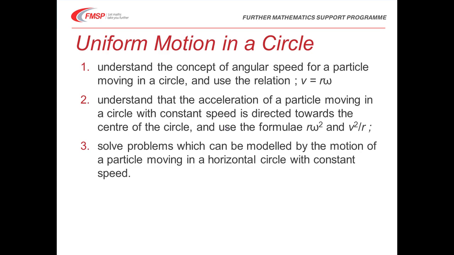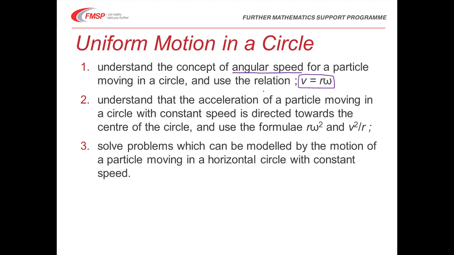Under that heading in the specification we see these 3 points. First of all, understand the concept of angular speed, which we denote with omega, for a particle moving in a circle, and use the relation v equals r omega, which is the connection between linear speed v and angular speed omega, where r is the radius of the circle.